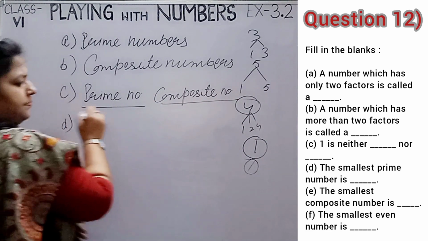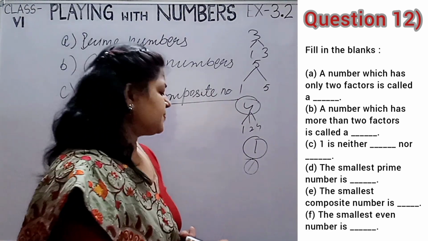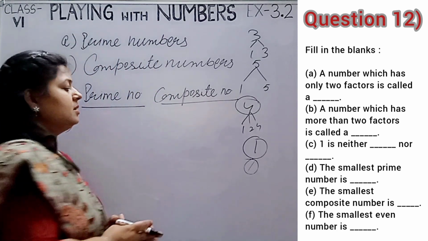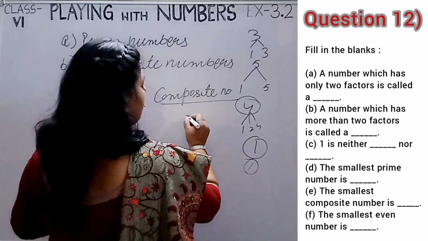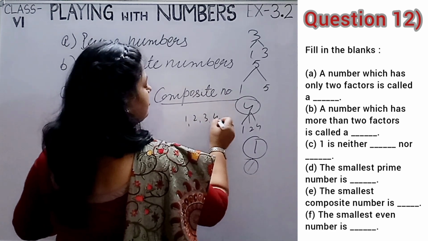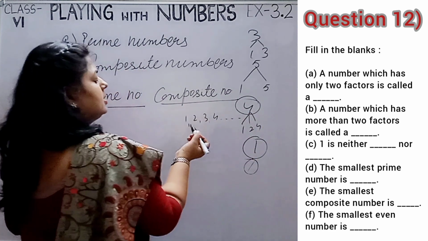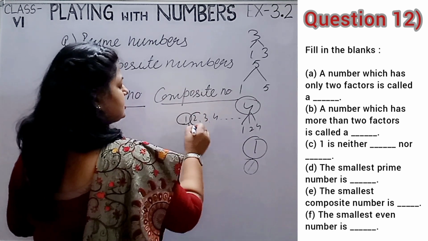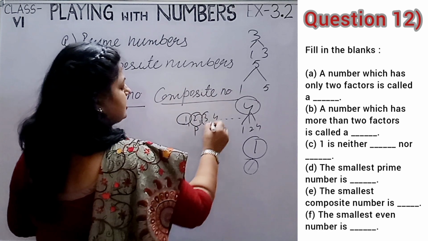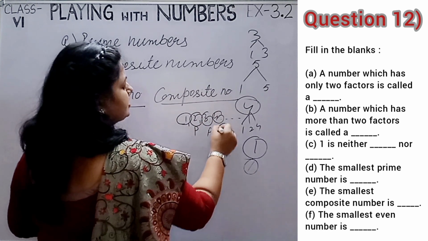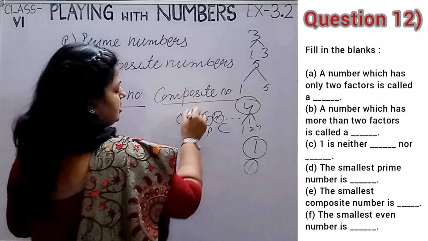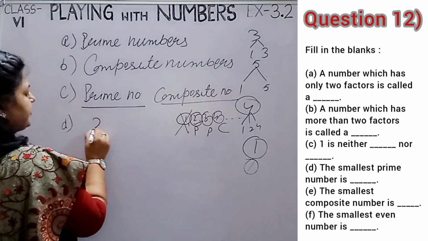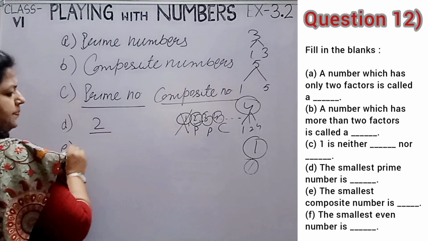D part. The smallest prime number. Which is the smallest prime number? If I am writing here counting 1, 2, 3, 4, so 1 is neither prime nor composite, and 2 is a prime number, 3 is a prime number, and 4 is a composite number. So 1 is not included. Now this is the smallest prime number. So 2. E part.